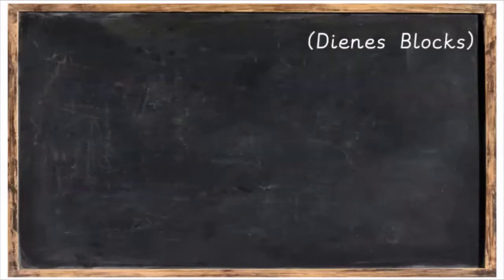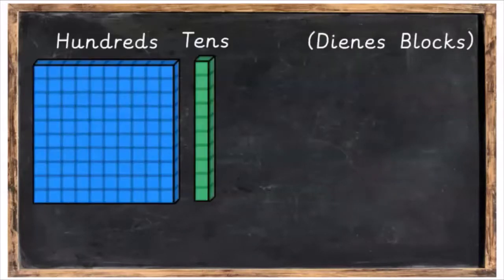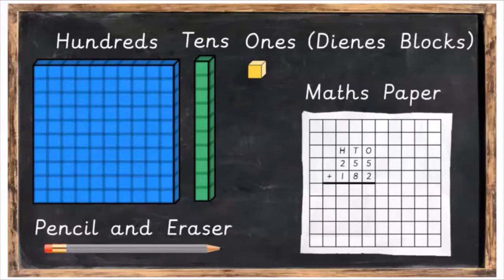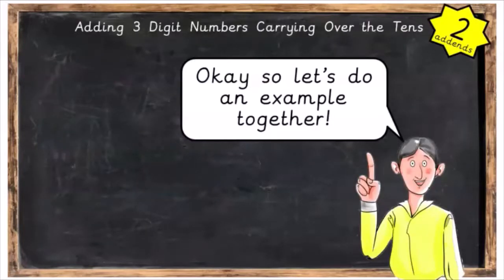We're going to need some Dienes blocks, so we're going to need some hundreds, some tens and some ones. We're going to need a pencil and an eraser, and we're going to need some maths paper. Okay, so let's do an example together.